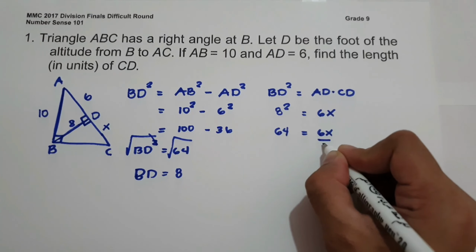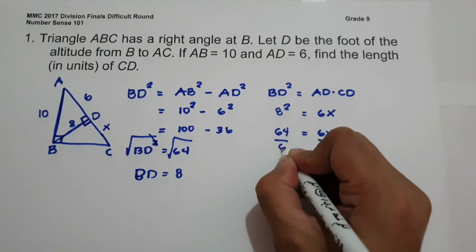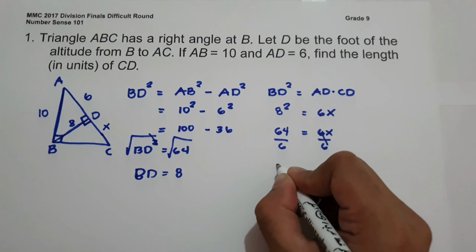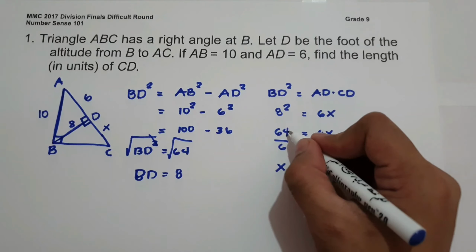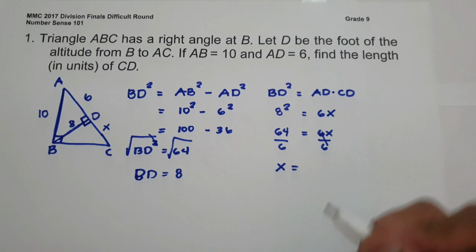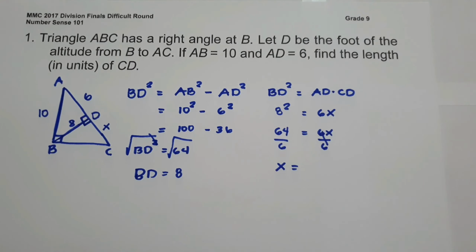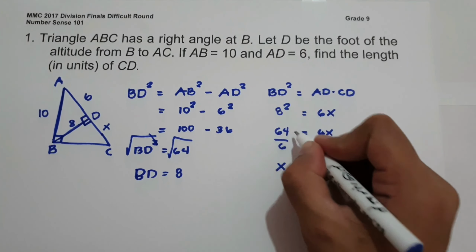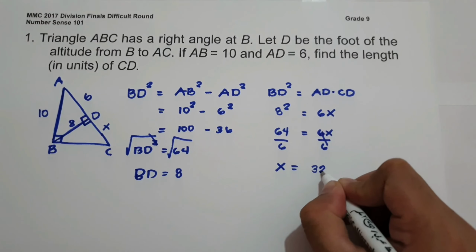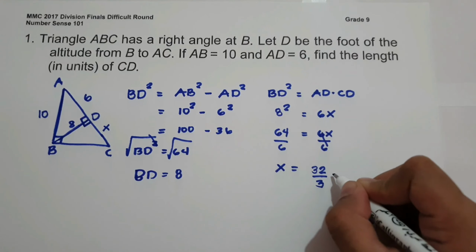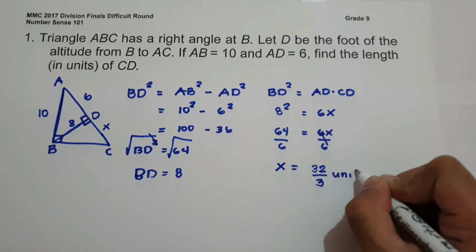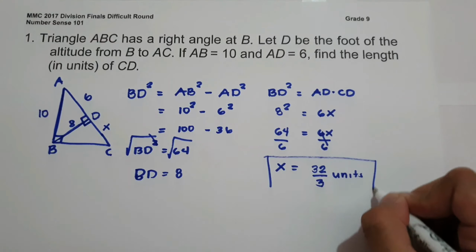So let us divide both sides by 6. Let us cancel this one. So we are going to have x. We can cancel 64 and 6 because they are divisible by 2. So therefore, 64 becomes 32 and 6 becomes 3. And this will be the measure of CD. So 32 over 3 units. This will be our answer.